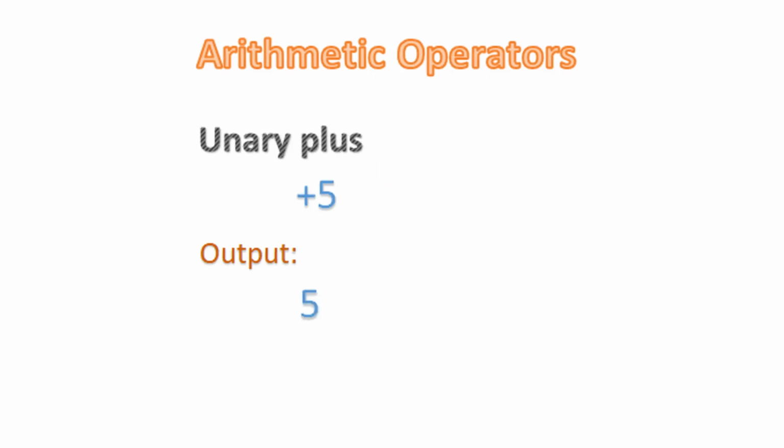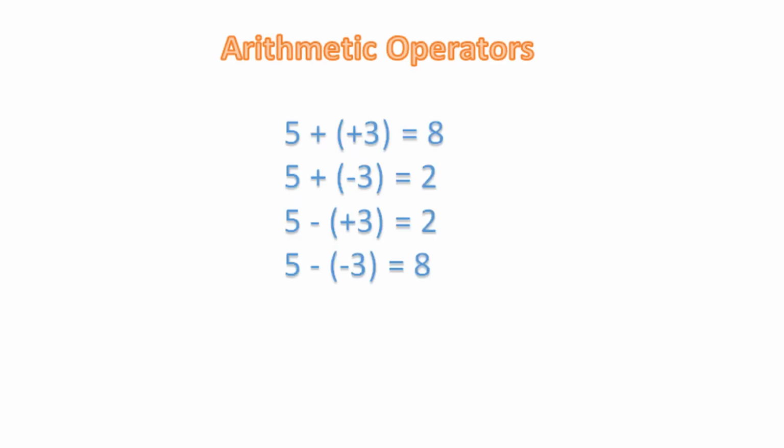Unary plus. It has only one operand and the operator is at the left side. It indicates a positive value. However, numbers are positive without the plus symbol. For example, plus 5 is equal to 5. Unary minus. Same as unary plus, unary minus is prefixed to the operand. It makes the operand value negative. For example, minus 5.